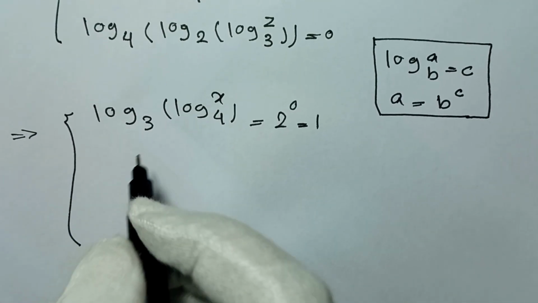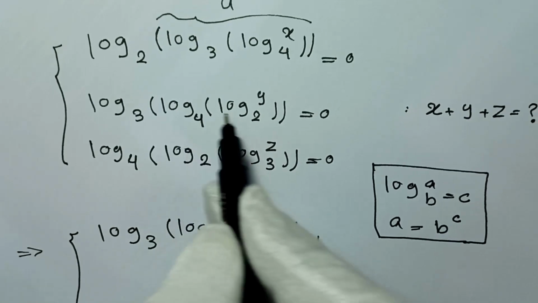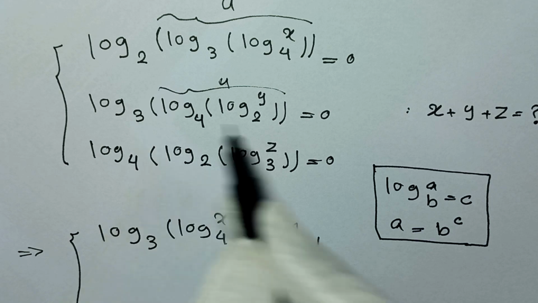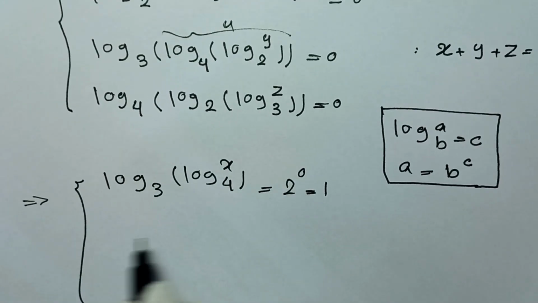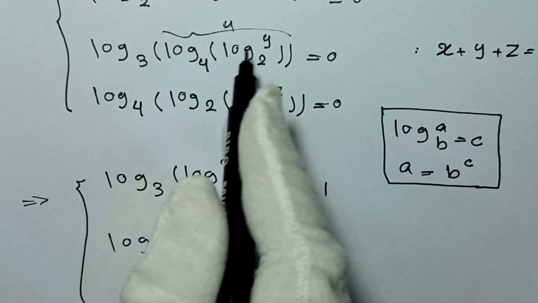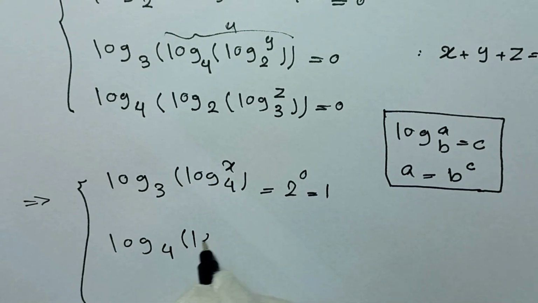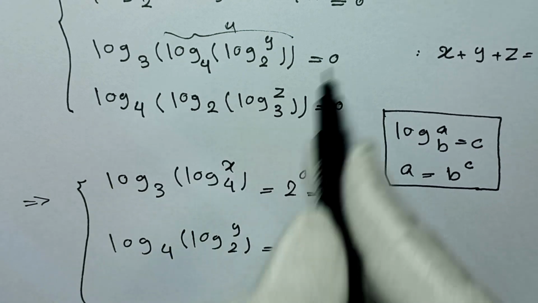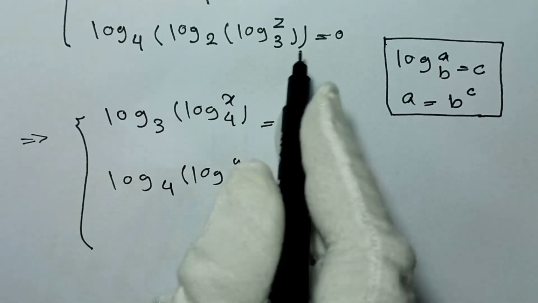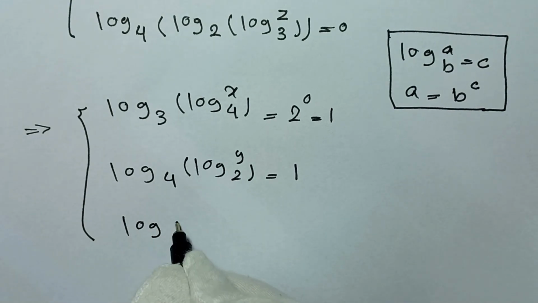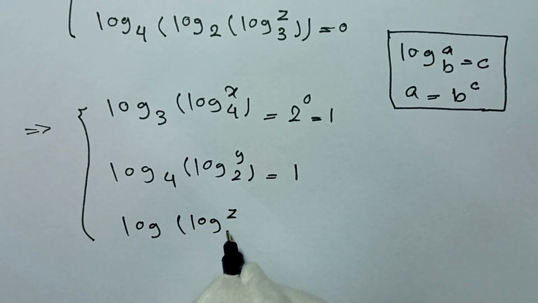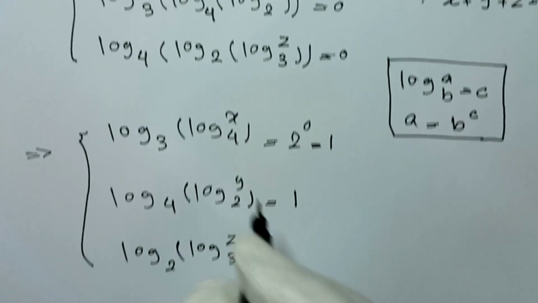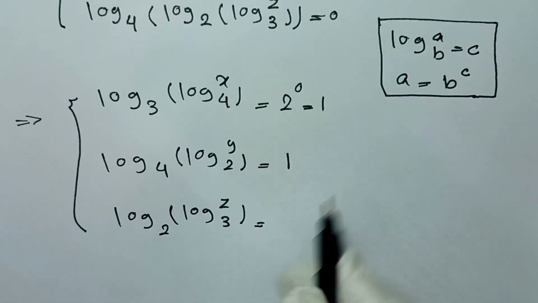In the next step, for this one also, if we let this be u, then u is equal to 3 to the power of 0. So we write log base 4 of log y to base 2 is equal to 3 to the power of 0, which is 1. Also for this one, log base 2 of log z to base 3 is equal to 4 to the power of 0, which is 1.